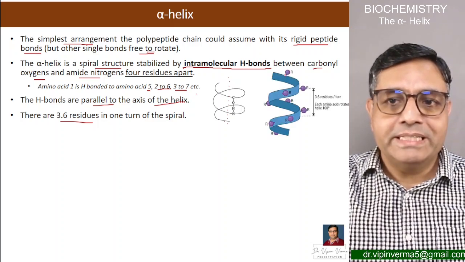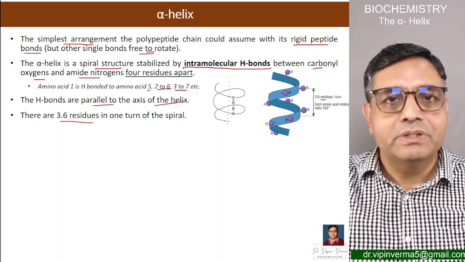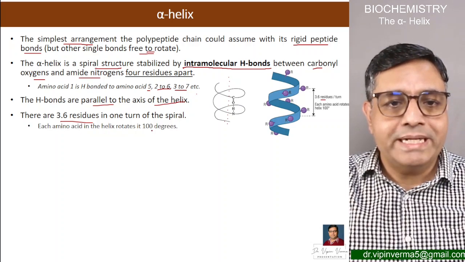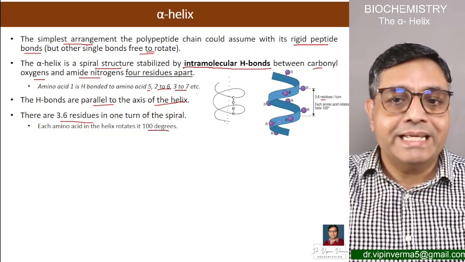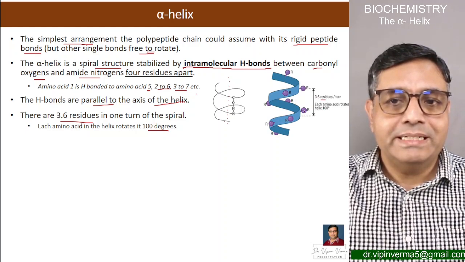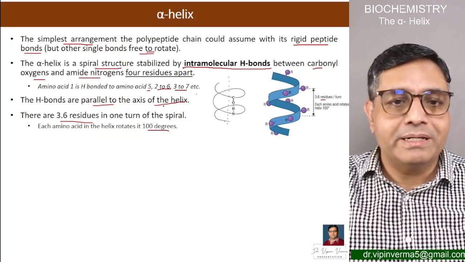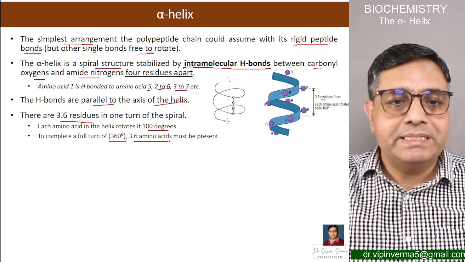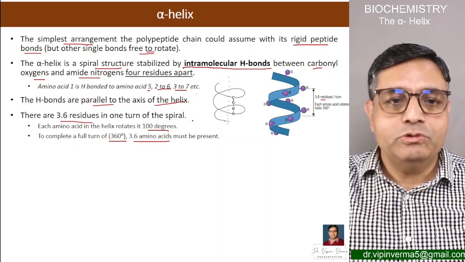Okay, so one turn will have around 3.6 residues, and each amino acid in the helix rotates 100 degrees. So when it rotates 100 degrees, that's why this spiral is formed. You can see here that one amino acid is rotating around 100 degrees, contributing 100 degrees. Now to complete a full turn of 360 degrees, we need 3.6 amino acids. Okay, so there must be 3.6 residues per turn.